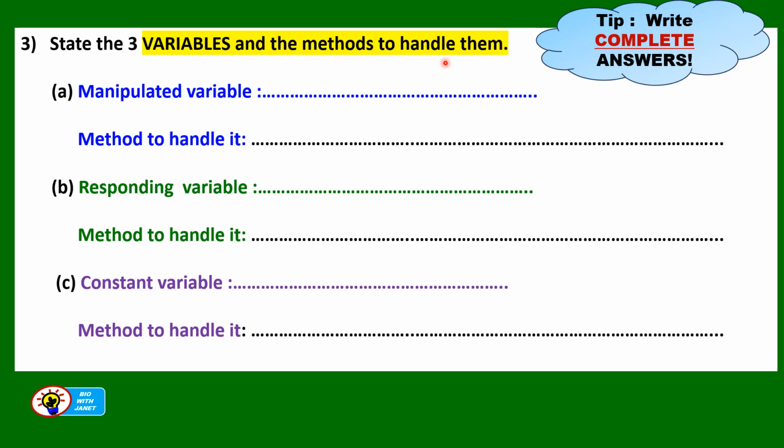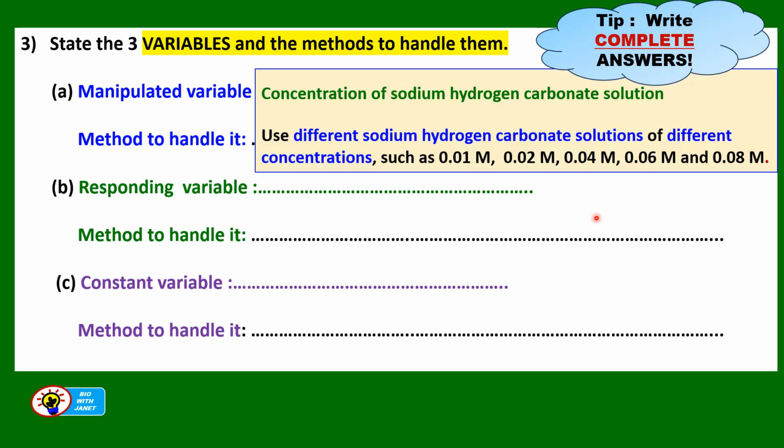So a common question is to state the 3 variables and the methods to handle them. Okay, you may be asked 1 or 2 of these variables. So try to write down the manipulated variable and the other variables, and also the method to handle them on your own first, okay, as a revision. Let's look at the answer. Now, the MV, the manipulated variable, is the concentration of sodium hydrogen carbonate solution.